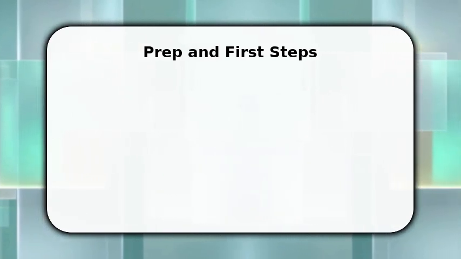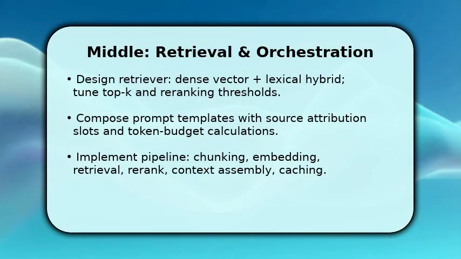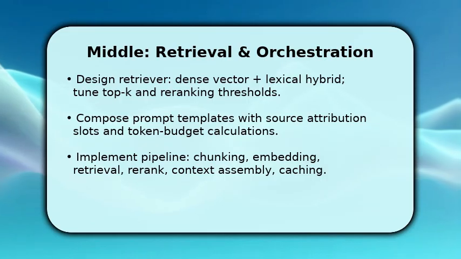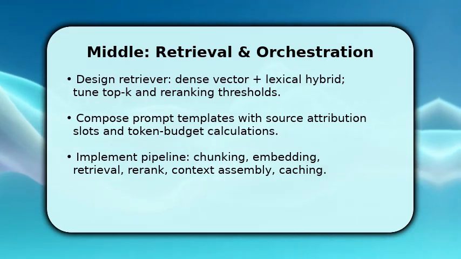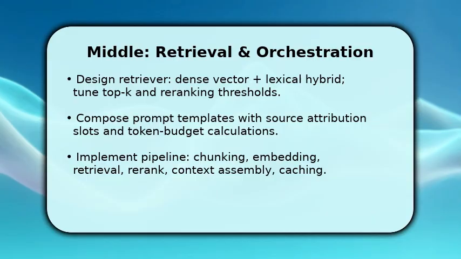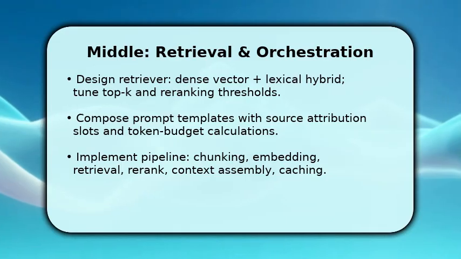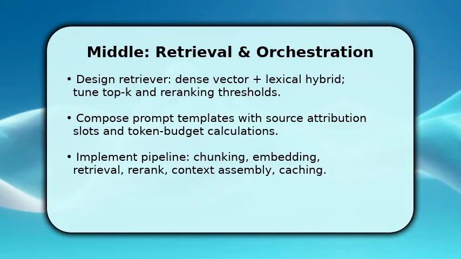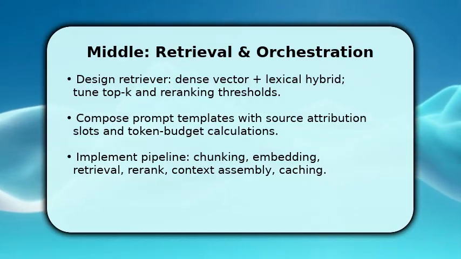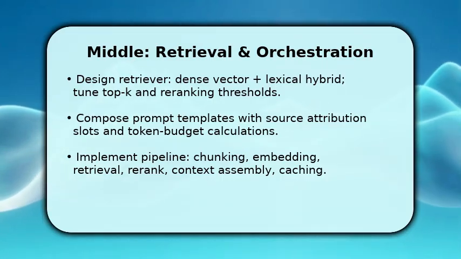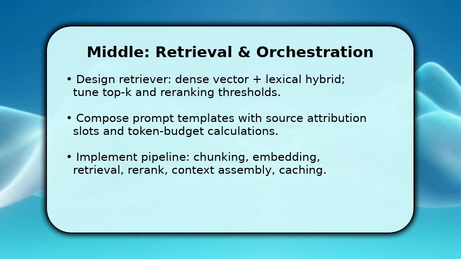You now build the core pipeline where retrieval meets generation. Start with chunking heuristics for your documents, then embed chunks and tune your retriever using a dense plus lexical hybrid to catch edge cases. Once retrieval returns candidates, re-rank and assemble context respecting token budgets and craft prompt templates that include attribution fields. Also implement caching for repeated queries and async batching to improve throughput. Make sure monitoring captures relevance and latency so you can iterate fast.